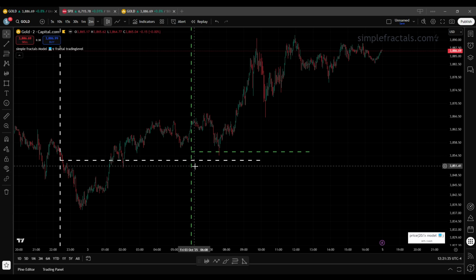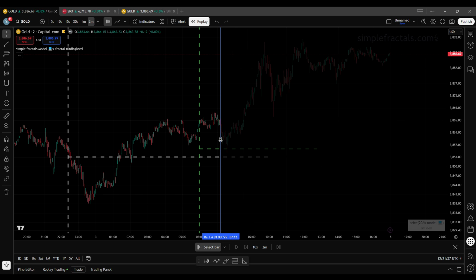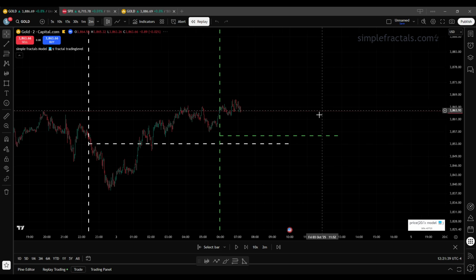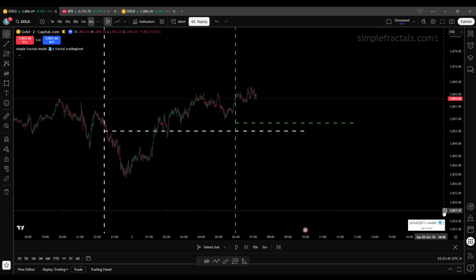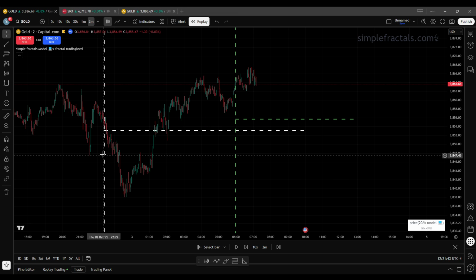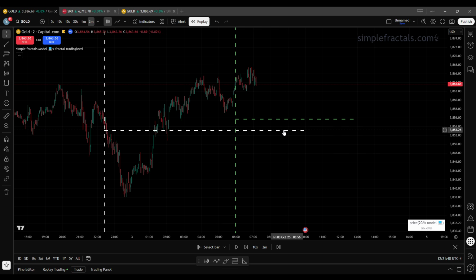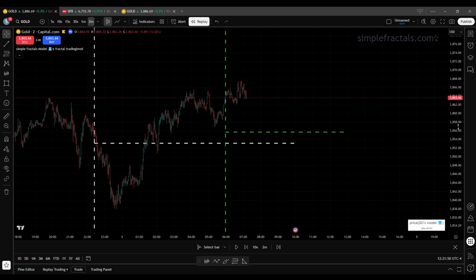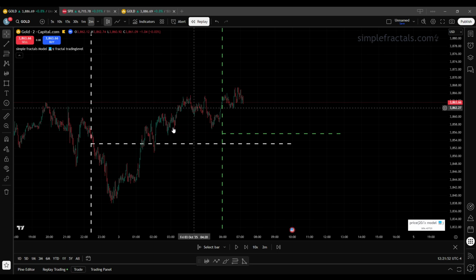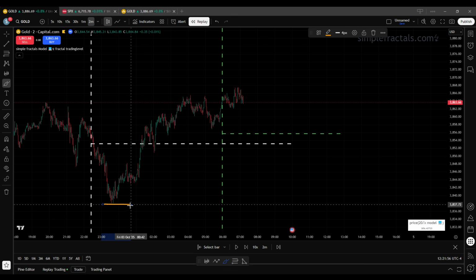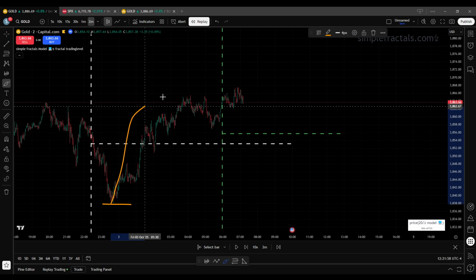So right here on the 2 minutes time frame, let's suppose that the price is still right here. As you can see, we have a valid setup. The white vertical level is before the green vertical level, and the two horizontal lines are in the same direction and on the same level. So in this case, we can find our fractal on this range right here. This is the low of the base, and from here we should find our fractal.